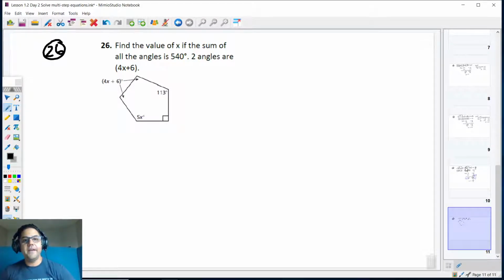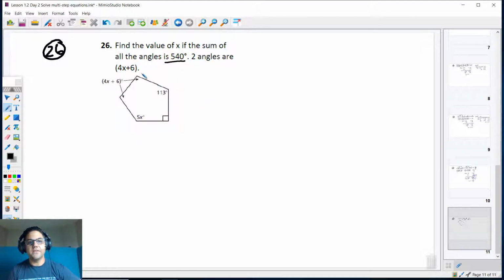All right, what we have here is a problem that is going to require us to know this information here. The great thing is it's already given to us. Later on in chapter 3, I think it is, you're going to have to know that on your own. So it says, find the value of x if the sum of all the angles, so it means I'm going to add up all my angles, is 540.